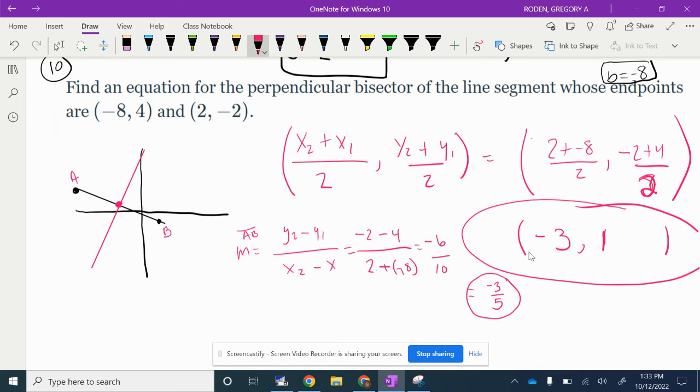So now we need to write the equation of the line that goes through this point M, which is the midpoint, and has a perpendicular slope to AB.